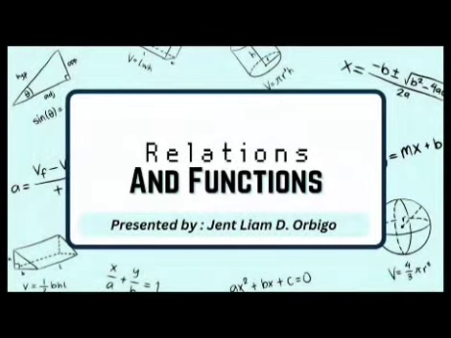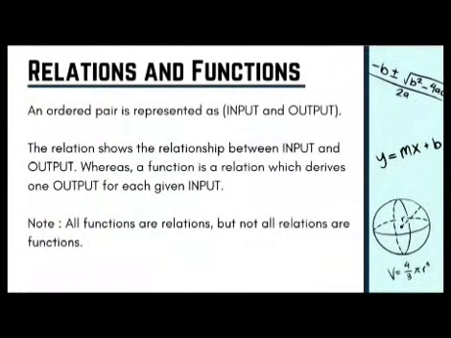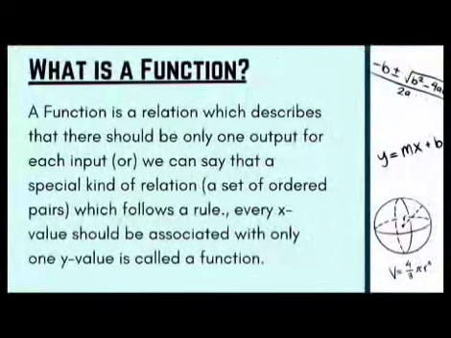Relation and functions. An ordered pair is represented as input and output. The relation shows the relationship between input and output, whereas a function is a relation which derives one output for each given input. Note, all functions are relations, but not all relations are functions. So, what is a function?